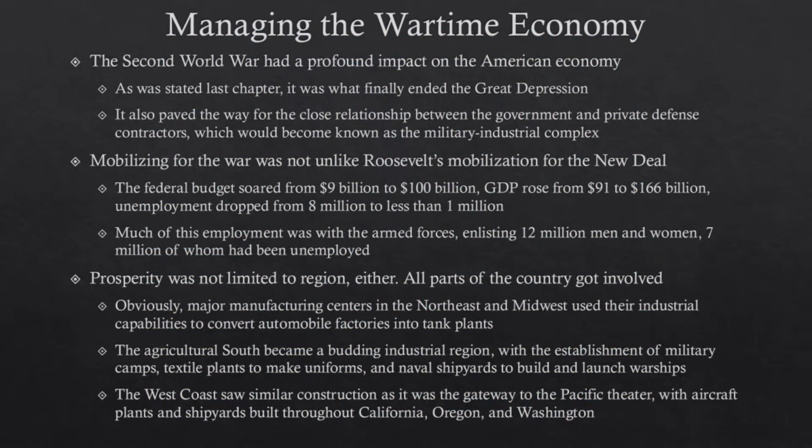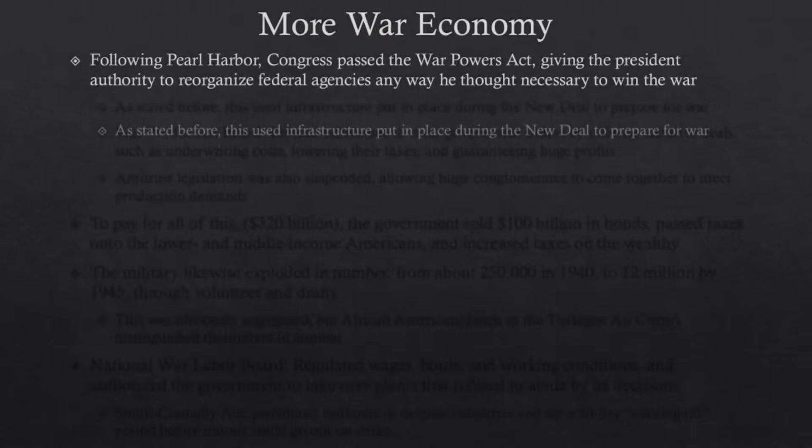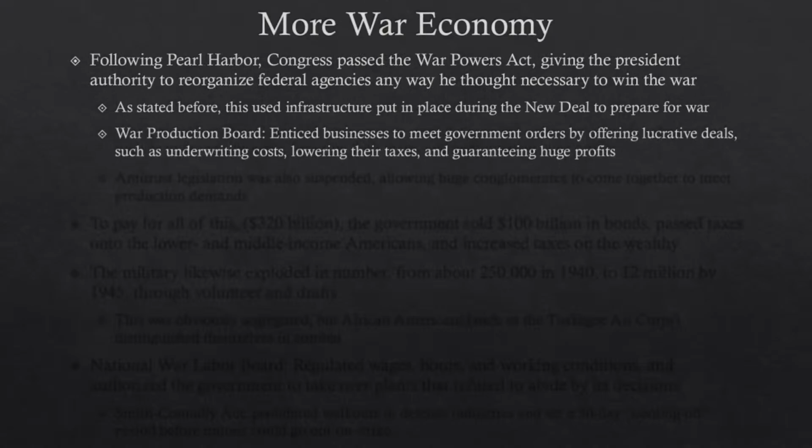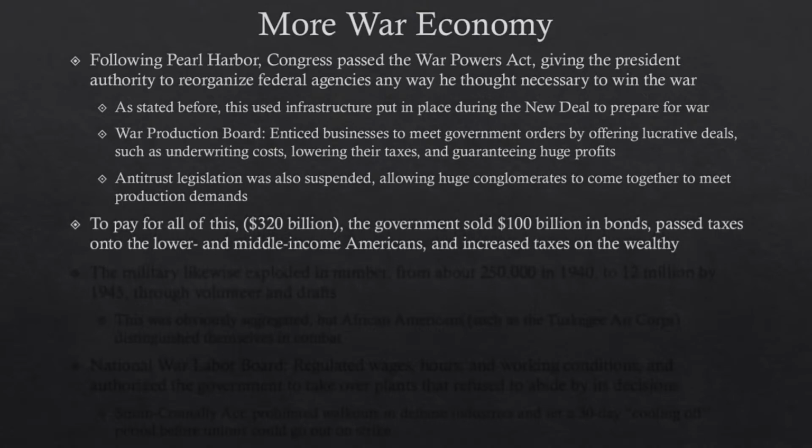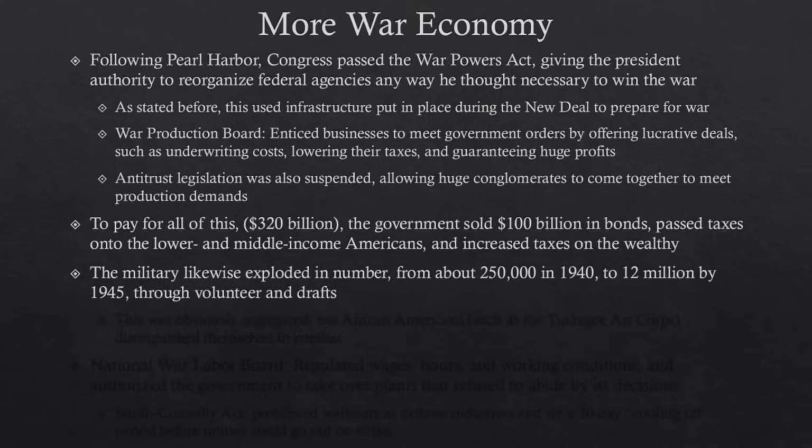And that's it? Okay. Come on. War Powers Act, the President had authority to reorganize federal agencies. War Production Board, businesses were enticed to meet government orders. Antitrust legislation was suspended, so conglomerates come together to meet demands. Government sold $100 billion in bonds, passed taxes, lower middle-income Americans. Military went from $250,000 to $12 million.